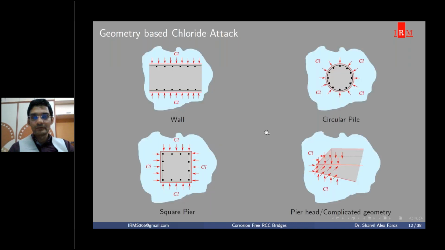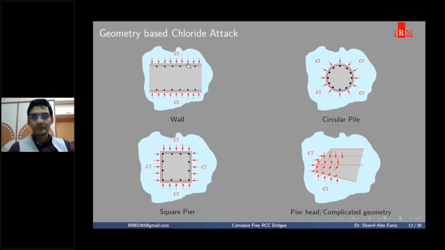Now, depending upon the shape of your structural member, so a viaduct can have piers, it can have the U girder, it could have I girders, and they could have various shapes. So the deterioration or the chloride attack which is taking place will depend upon the geometry of your structural member.